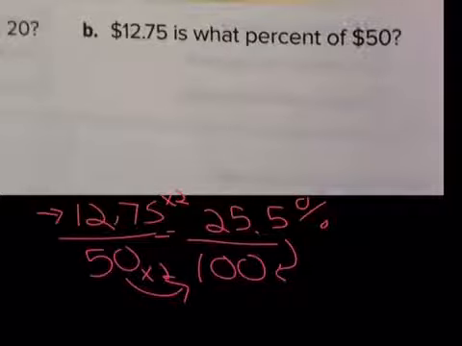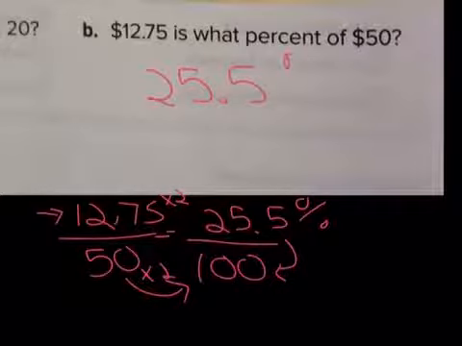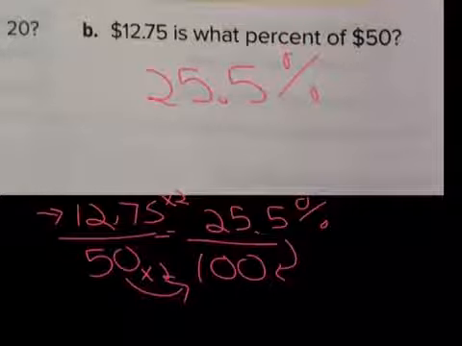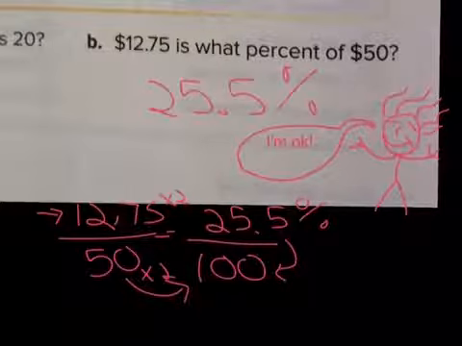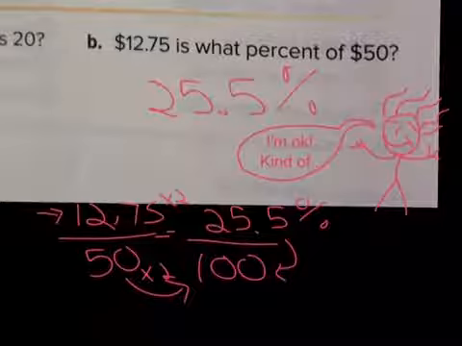So $12.75 out of 50 is 25.5%. Okay, let's draw our little character as a key answer right there. And she seems to be okay. Okay, let's continue on page 123.